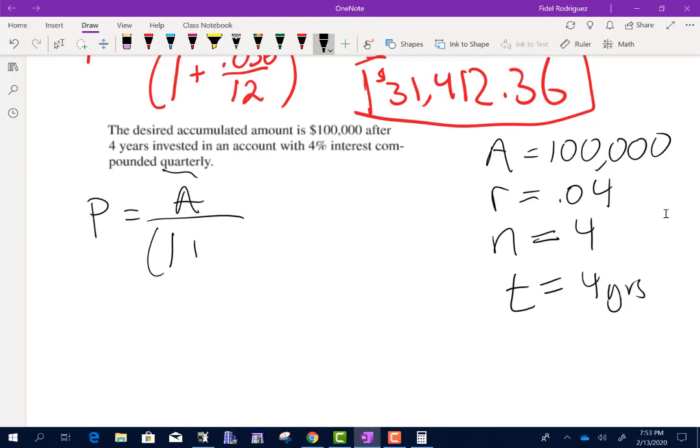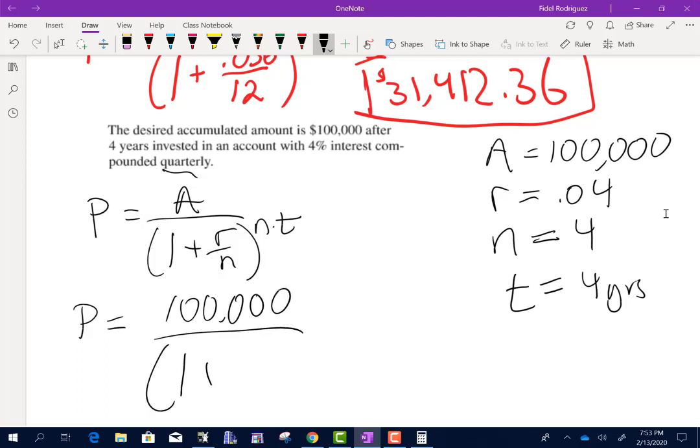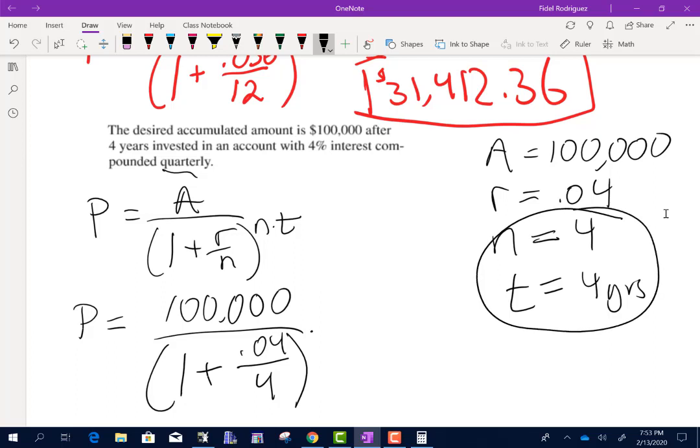So again, I'm going to write out my formula. And I'm just going to do a little plug and chug here, okay? So I'm going to write 100 grand, 1 plus 0.04 divided by 4, raised to the power. Remember, we're going to multiply those two numbers together. That's going to give me a 16. Okay. So one thing I know, guys, because this is the present value, meaning how much money do I have to have today so that in 4 years I have 100 grand? It's got to be less than 100 grand, right?